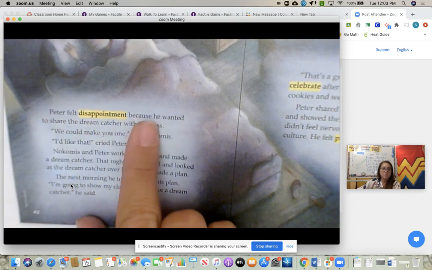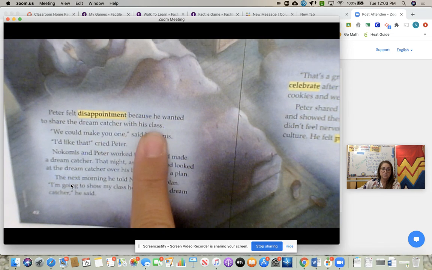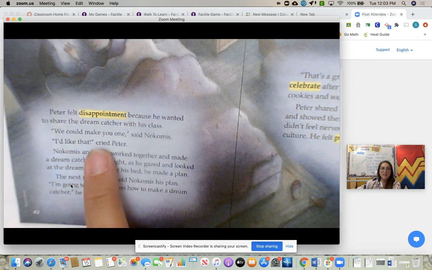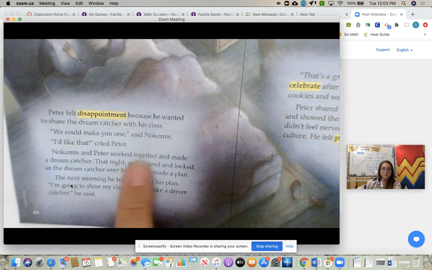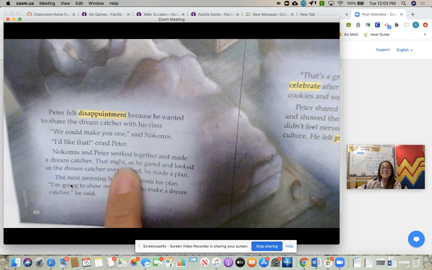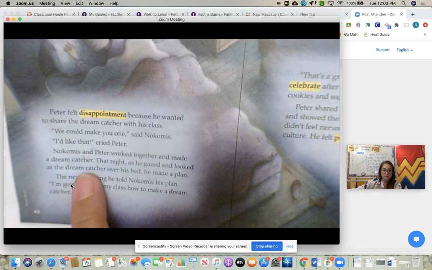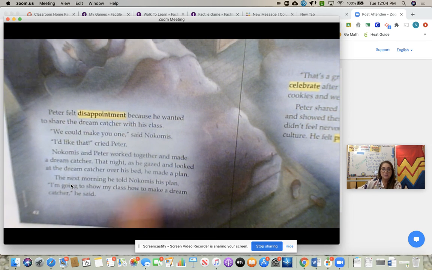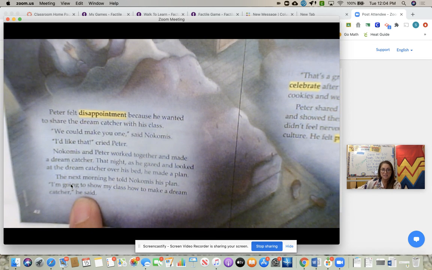Peter felt disappointment because he wanted to share the dream catcher with his class. We can make you one, said Nokomis. I'd like that, cried Peter. Nokomis and Peter worked together and made a dream catcher. That night, as he gazed and looked at the dream catcher over his bed, he made a plan. The next morning, he told Nokomis his plan. I'm going to show my class how to make a dream catcher, he said.